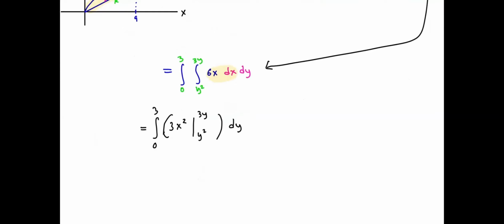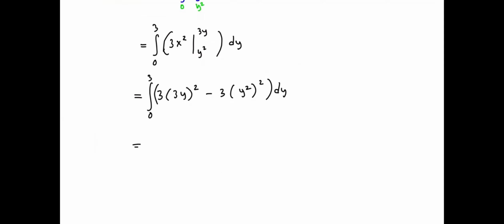Okay, so now let's plug in the upper limit of integration. So you'll have 3 times 3y squared. So I think I want to write it this way. Minus 3 times y squared squared. And then we integrate that from 0 to 3 with respect to y. So with a little simplification, 3y squared is going to be 9y squared. So we do 9 times 3, that would be 27. So we have the integral from 0 to 3 of 27y squared minus 3y to the 4th dy.